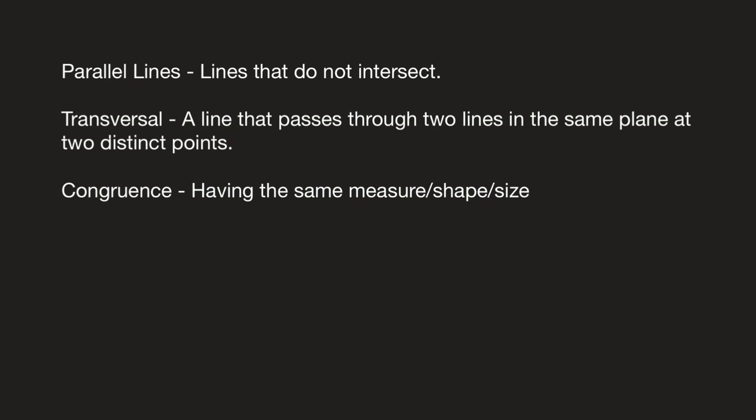And then of course this word is going to get thrown around quite a bit. Congruence. Are things congruent? Do you have congruence? Congruence basically means having the same measure, shape, size. So congruence in kind of a similar way is saying equal. But in geometry, you do hear that word quite a bit. Are the angles congruent? Are the sides congruent? Do these figures have congruence? So that is going to get thrown around, but that's basically what it is.